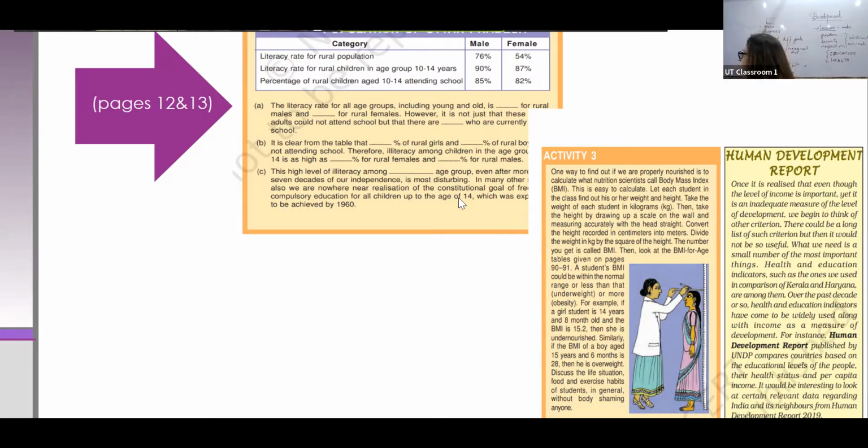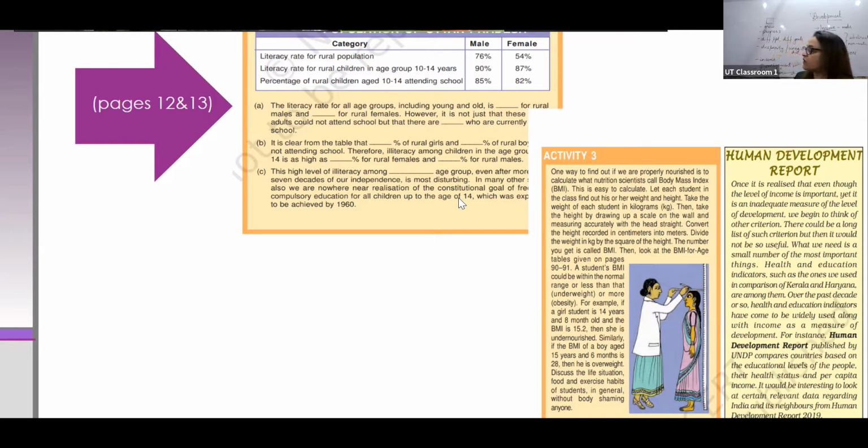One way to find out if we are properly nourished is to calculate what nutrition scientists call body mass index or BMI. It is easy to calculate. Let each student in the class find out his or her height and weight. Take the weight of each student in kilograms. So you can do this as a home assignment. So you check your weight in kgs.